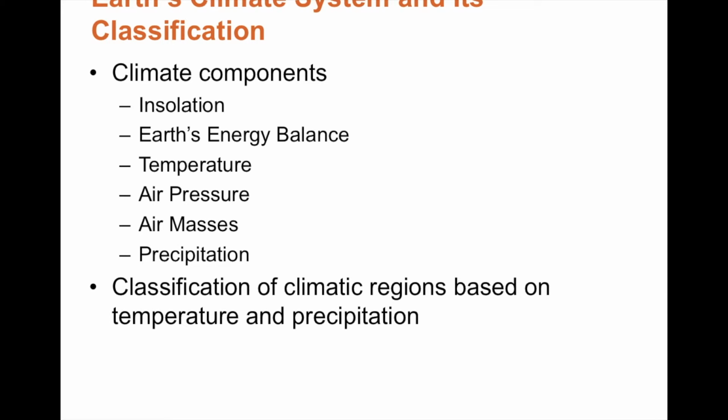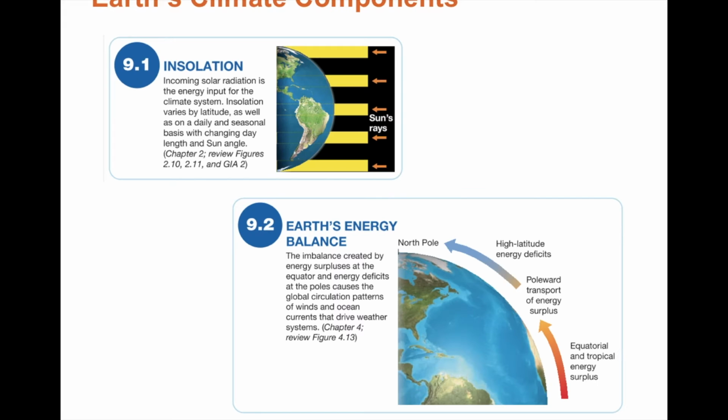Now, the climate is impacted by many things like insolation, which is the energy from the sun, Earth's energy balance, temperature, air pressure, air masses, and precipitation. The classification of climatic regions is based on temperature and precipitation.